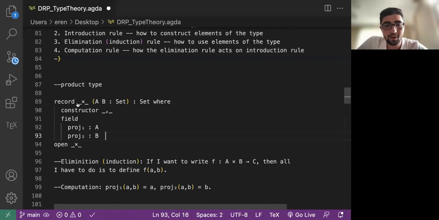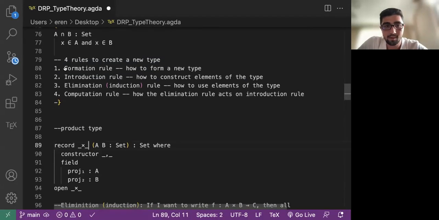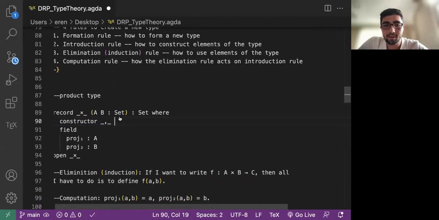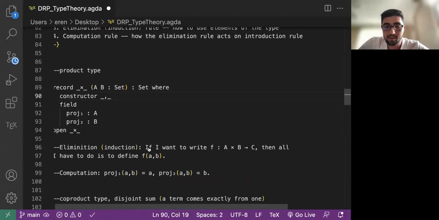The formation rule here is that A times B is a set. The introduction rule is given by the constructor, comma. And the elimination or induction rule says that if I want to write a function from A times B to another type C, then all I have to do is to define f of A comma B.